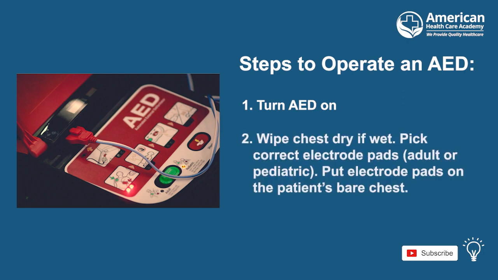Step 2. If the patient's chest is wet, first wipe it dry. Next, pick the correct electrode pads to use, either adult or pediatric. Pediatric pads should be used for children under 8 years of age. Put the electrode pads on the patient's bare chest. Usually pads are placed on the upper right and lower left side of the chest.